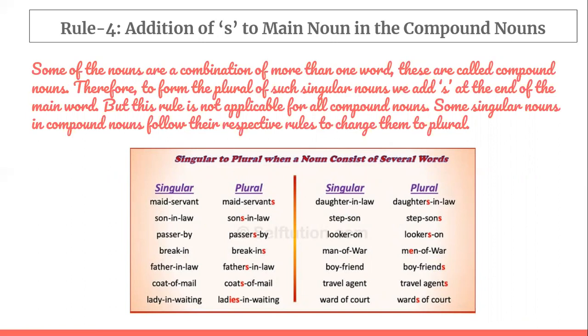But this rule has an exception. It is not applicable for all compound nouns. Some singular nouns in compound nouns follow their respective rules to change them to plural. So if there is daughter in law, it becomes daughters in law. It will not become daughter in laws. Okay? So if you have coat of mail, it becomes coats of mail. Ward of court, wards of court.